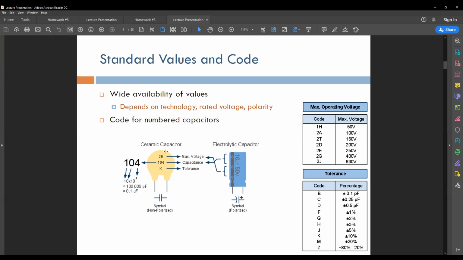For the other parts of the code, if you have 3 lines like this, the first line is for the maximum voltage. So if you have 2E, for example, you look it up from here, and 2E is 250 volts. If it's 1H, then it's 50 volts, and so on. The third line here is the tolerance. If you have K here, for example, it's plus or minus 10%. Usually, if you don't have any information about the tolerance, assume that it's plus or minus 20%. Let's see some examples.